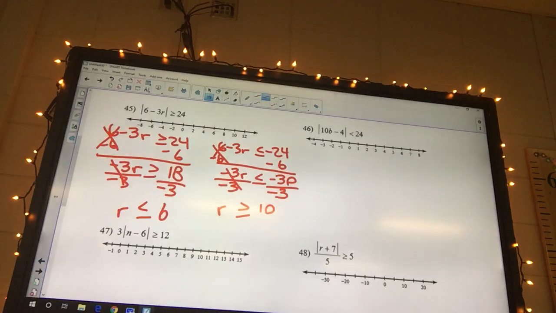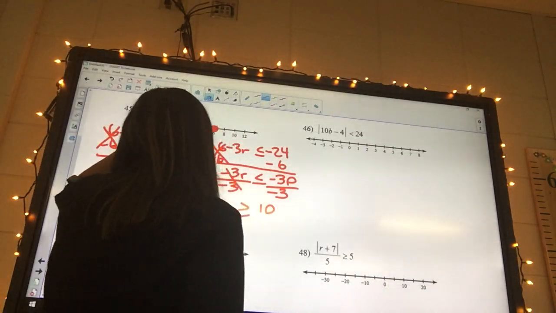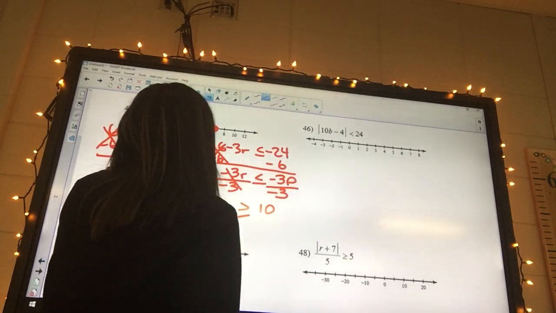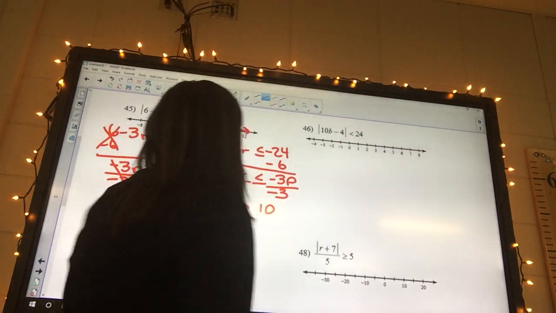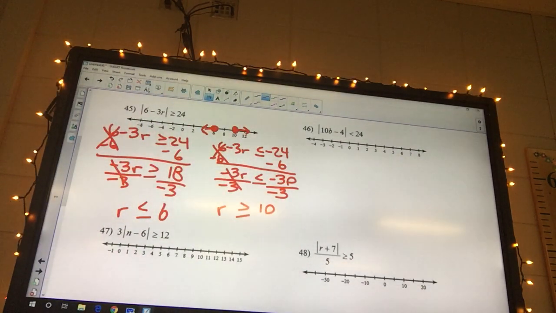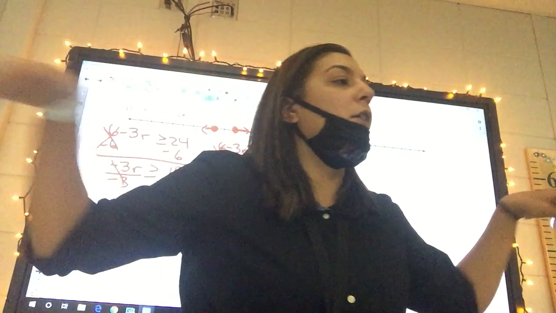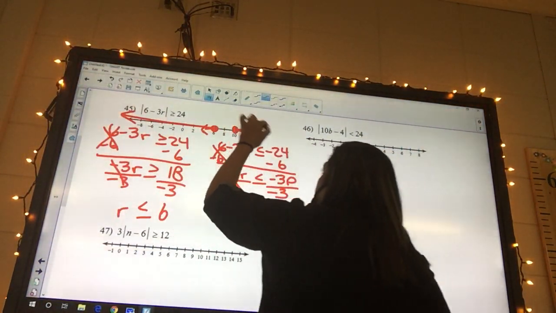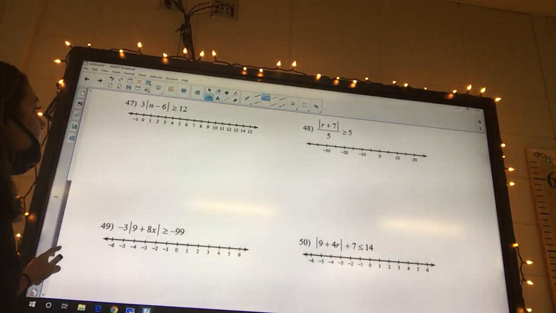Okay, so we're going to graph these. So 6 is going to be closed, pointed towards this way. And then this one's going to be closed, pointed towards this way. So what's going on with the graph? It's an or, because they're both pointed out away from each other. The ands are in, the ors are out. Okay, so that totally looks good. Almost done. You guys are doing good.